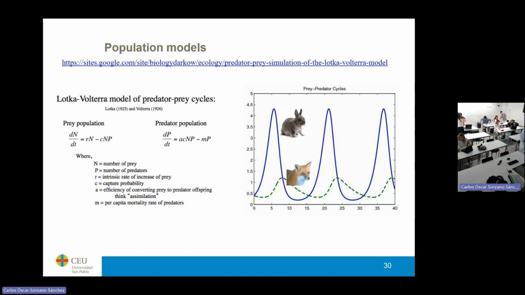Okay, so let's continue. The last model we will see today is this Lotka-Volterra model. It is a very famous model. So it is these predator-prey cycles. So the idea is that when you have a pair of species like these two, let's say that at the beginning you have some number of rabbits and a number of foxes.